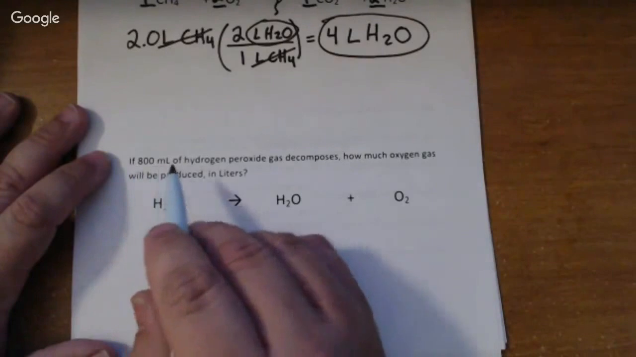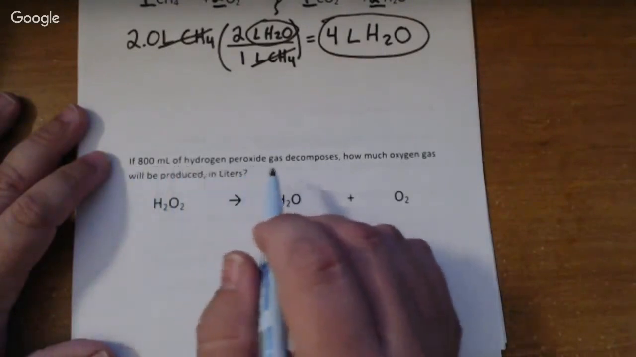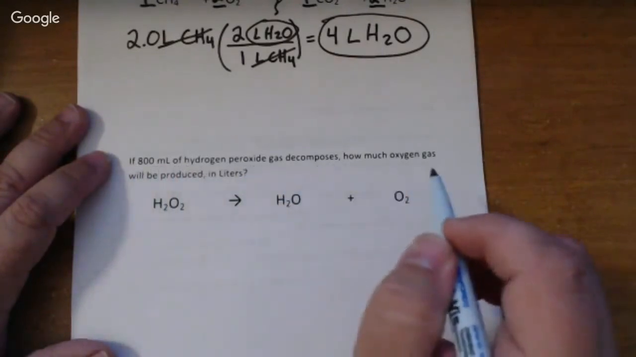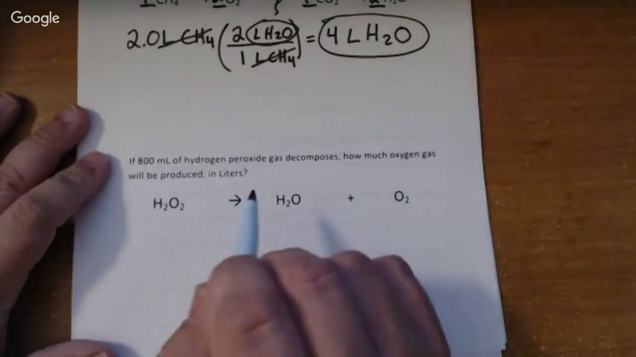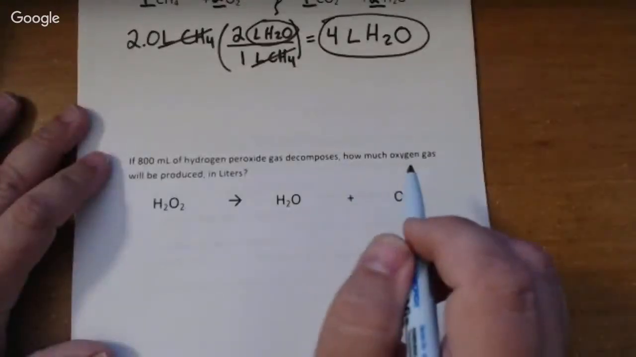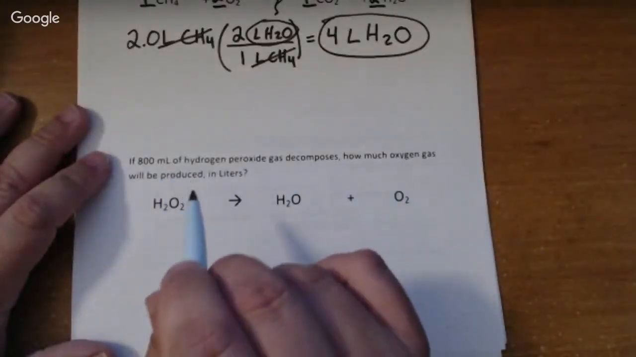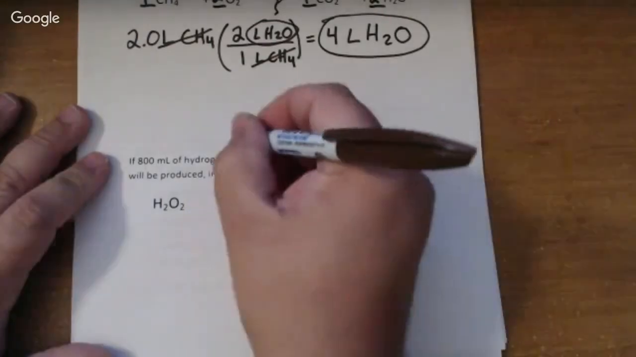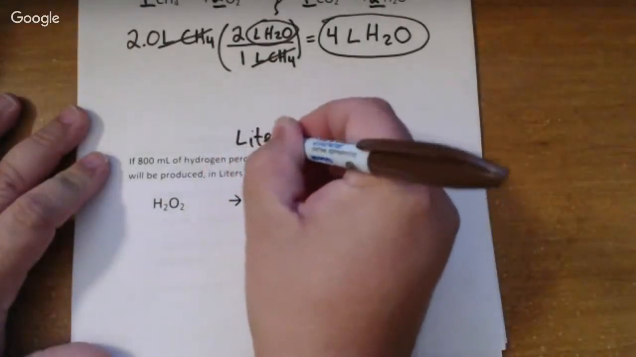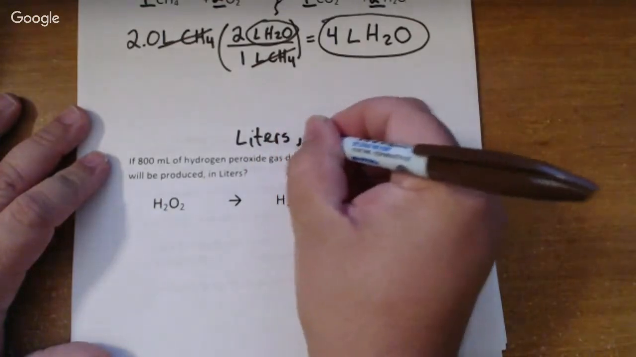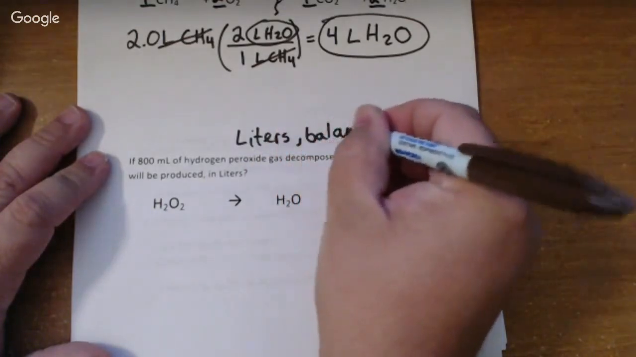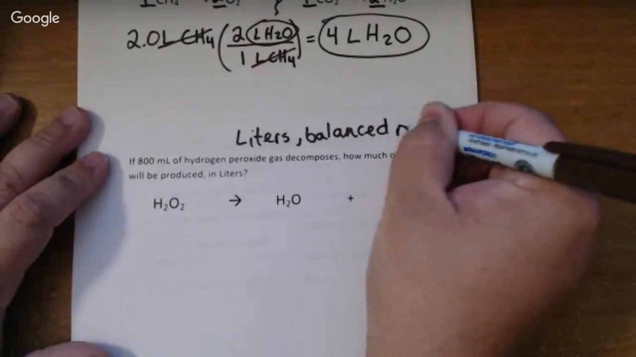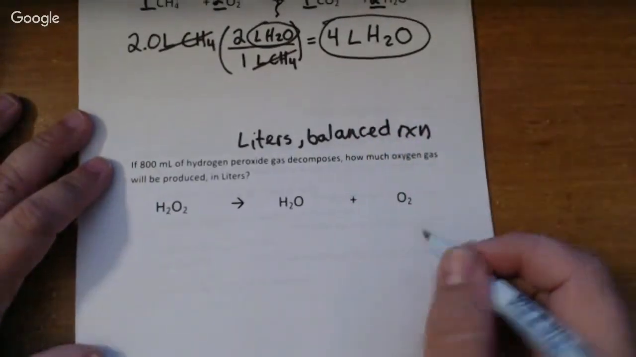So if 800 milliliters of hydrogen peroxide gas decomposes, how much oxygen gas will be produced in liters? Okay, this is another gas stoichiometry problem because it says how much gas will be produced. Another prediction. So this is all about stoichiometry. So I need liters and a balanced reaction. So let's check those off one by one.